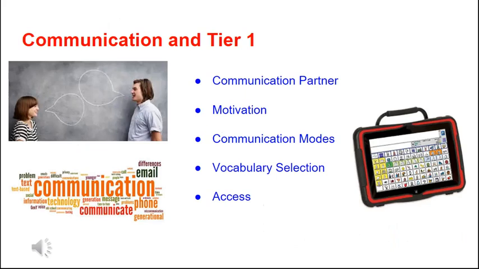students with communication opportunities. I've broken down the process into 5 main areas: the communication partner, motivation, communication modes, vocabulary selection, and access. We're going to break these down a little bit today.